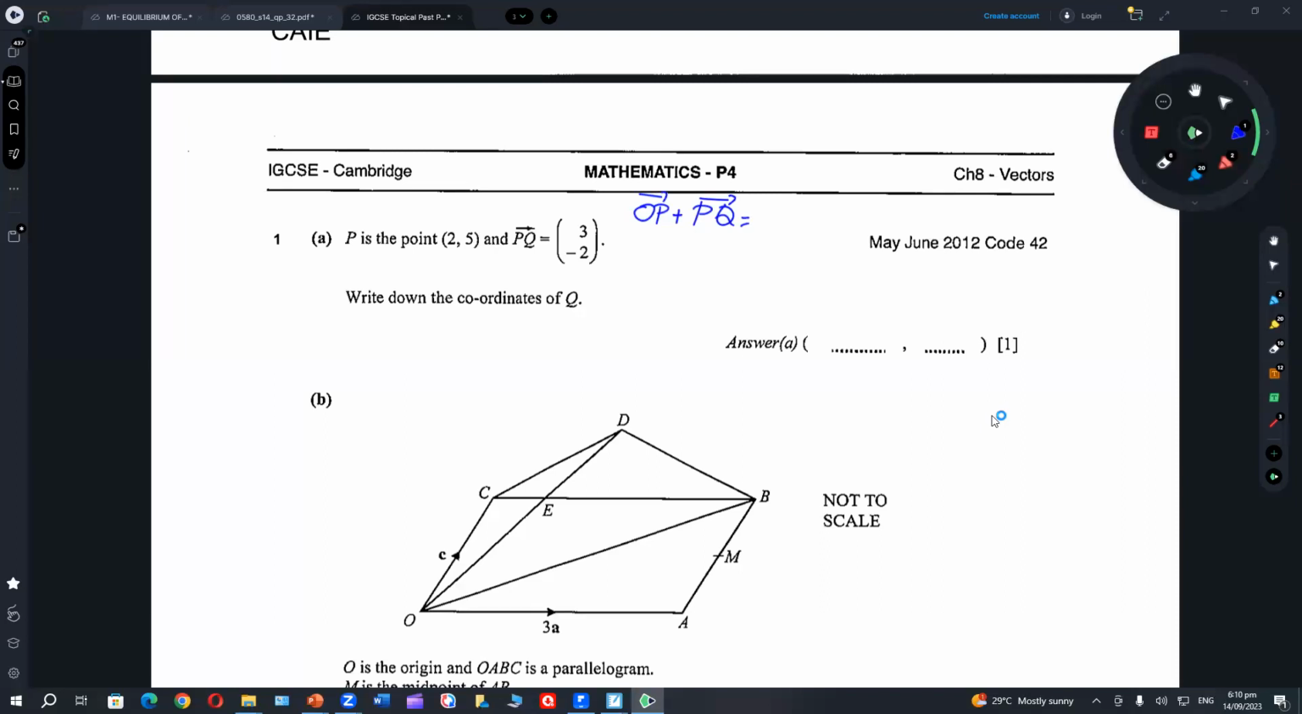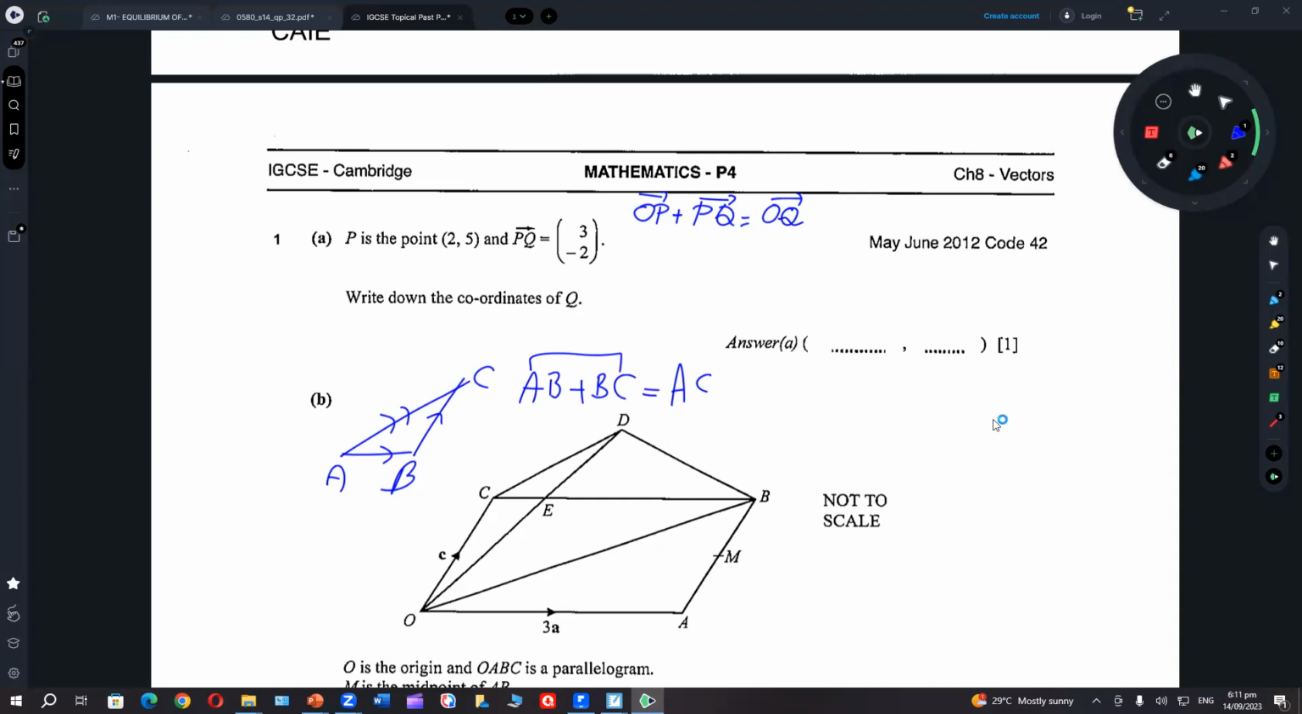OP plus PQ would be OQ. Good. Why? Because P is the first letter, look at the logic. If I travel A to B, and then I travel B to C, actually I have traveled A to C. So what you will write? AB plus BC equals AC. Good. And how to remember it? First letter and last letter, always.